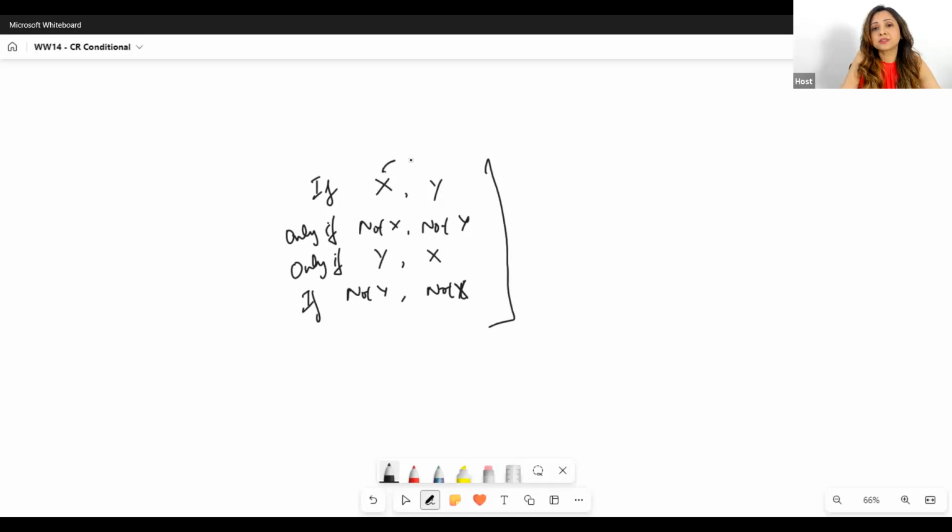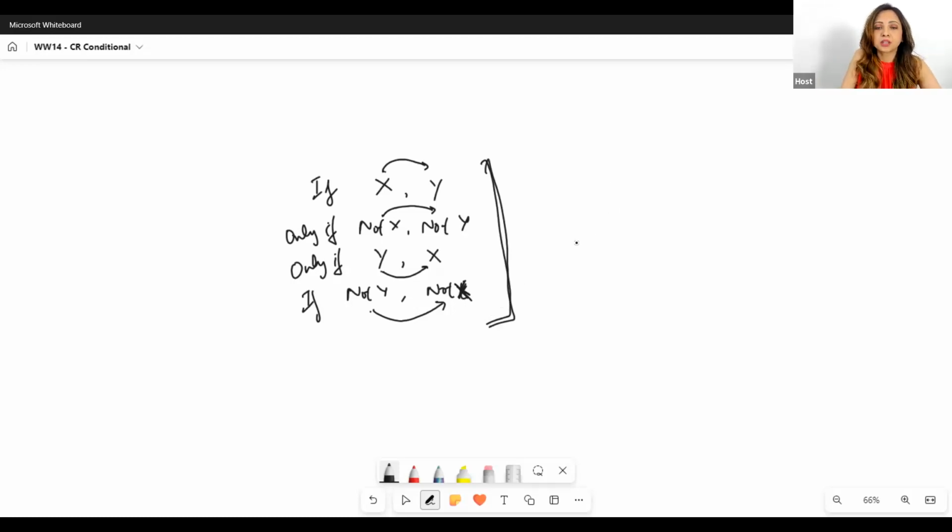If X is sufficient for Y to happen, then Y is necessary for X. Also, not X is necessary for not Y, and not Y is sufficient for not X. These are all equivalent statements. So in case we have something with a lot of negatives, all you have to do is figure out what is necessary for what.